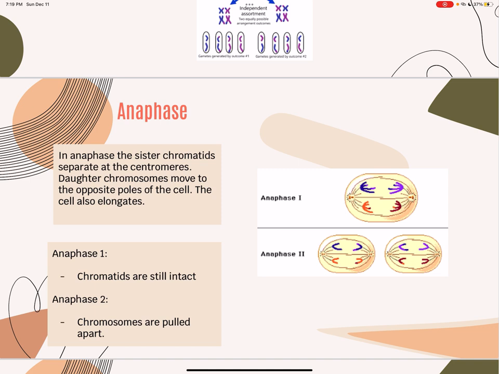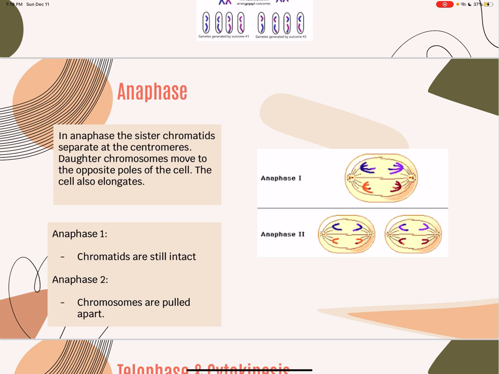For anaphase, the sister chromatids will separate at the centromeres, and the daughter chromosomes move to the opposite poles of the cell. The cell also elongates as the chromosomes detach from one another. In anaphase 1, the chromatids are still intact. It's an X shape, whereas in anaphase 2, when they're detached from one another, they form an S shape rather than an X shape.